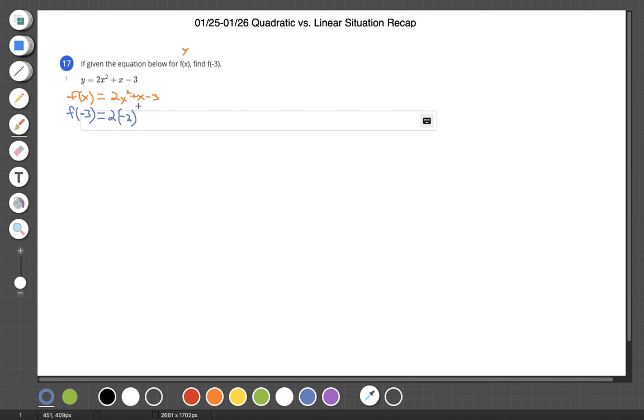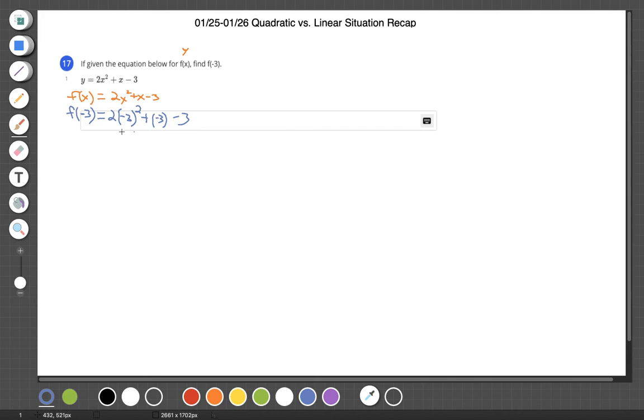The squared is outside the parentheses. We have a plus. Then we have our x again. So we're going to use parentheses -3. Close our parentheses. And then we have -3. And so this is something that we can type into our calculator.